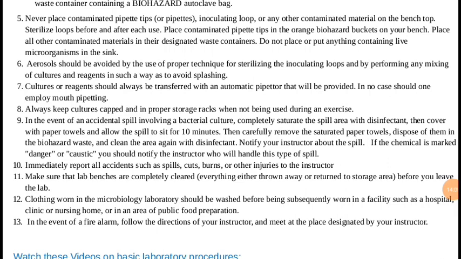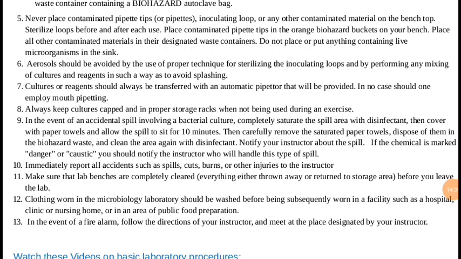Now, in the event of a fire alarm, you should follow the directions of your instructor and meet at the place designated by your instructor. You should know the exits, and you should also avoid running in the lab. This could cause accidents, and you could get injured.